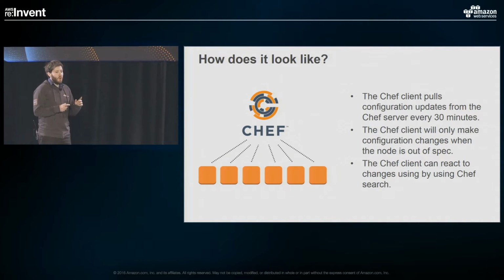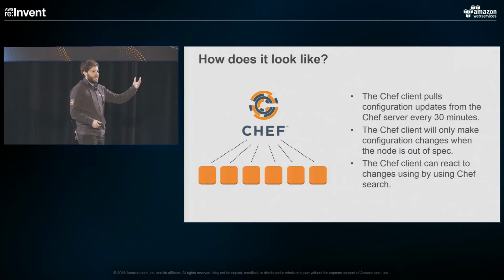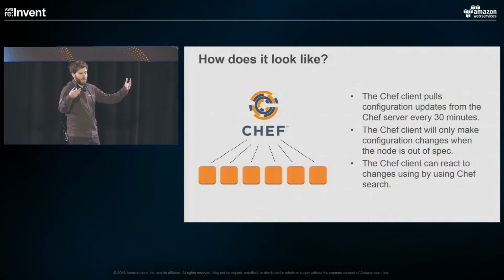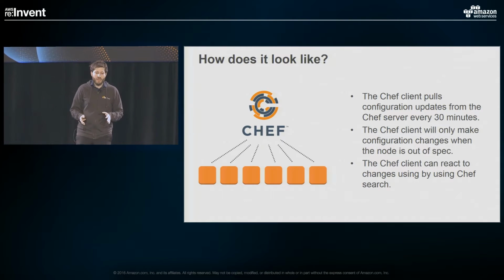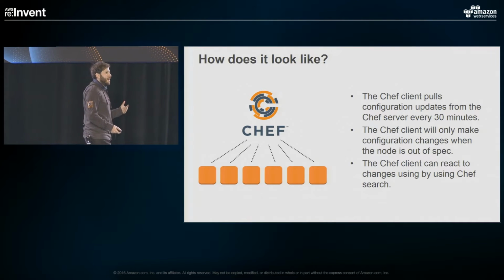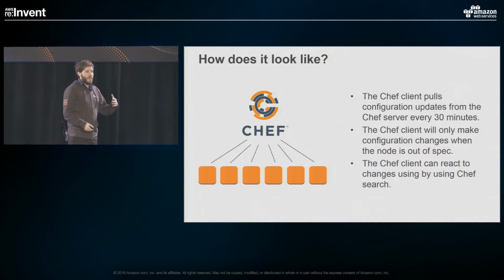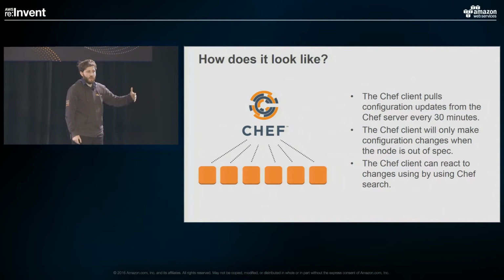Now, the Chef client will only make configuration changes if the node is actually out of spec. That means that what's defined in the recipe is not actually the state of the node. To give you an example, it will only install a particular service on a node if the service is not available on the node, it currently does not exist on the node, or if it's out of date. That means it's even intelligent enough to understand what changes it specifically needs to make, rather than just running the recipe all over again.